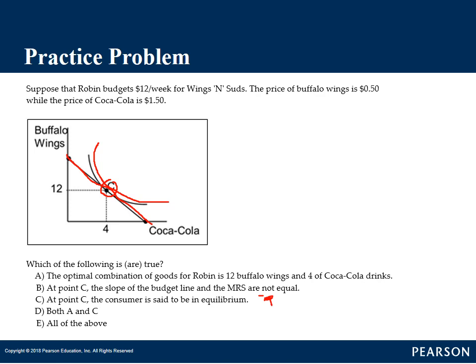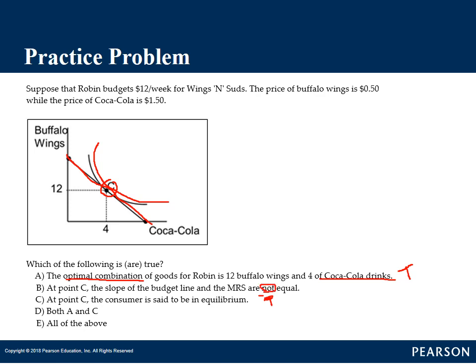The optimum combination of goods for Robin is 12 buffalo wings and 4 Coca-Cola drinks. That is also true, because when we are in equilibrium, that is synonymous with saying that it's the optimal combination. So that would provide the most satisfaction for this consumer, given their budget and given the prices of the items. So A is true as well. And then B says, at point C, the slope of the budget line and the marginal rate of substitution are not equal.